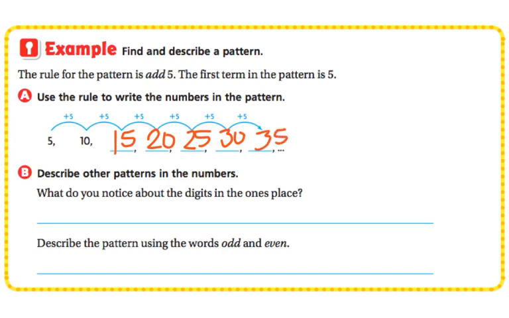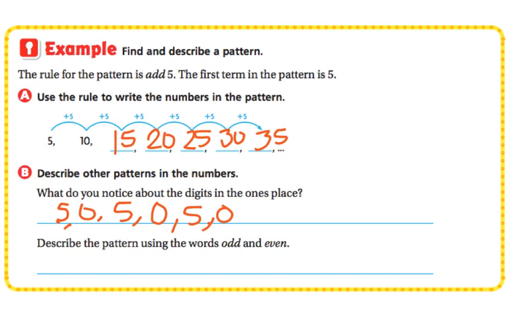So it's asking us in the next part to describe other patterns in the numbers. What do you notice about the digits in the ones place? Well, when I look at the ones place, I have a 5, then a 0, then a 5, then a 0, then a 5, then a 0. So I notice that it's just changing between 5 and 0, 5 and 0 in the ones place.